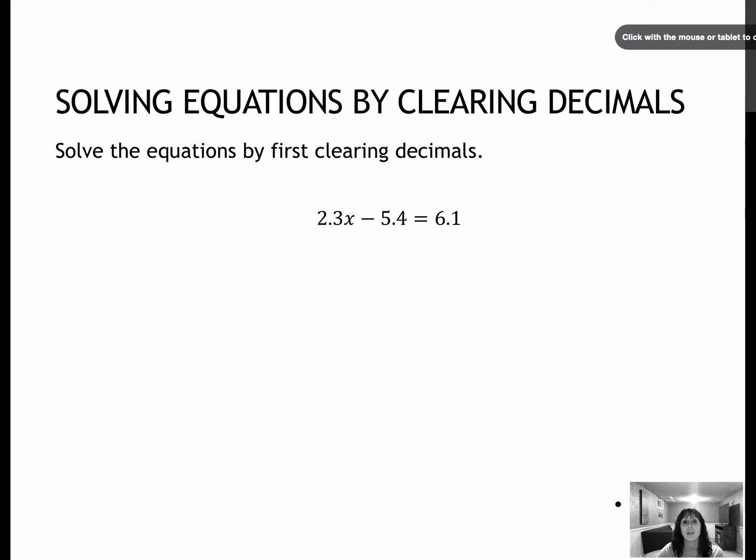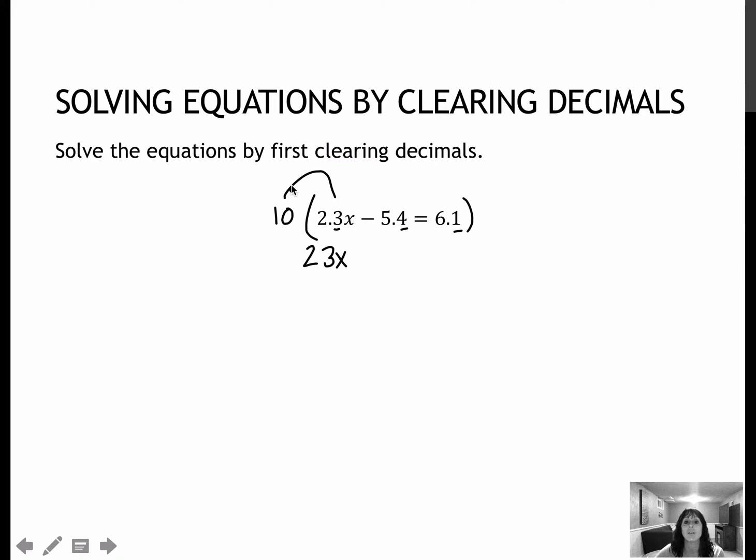Just like we did with clearing fractions, we're trying to multiply by something to just get rid of all of the ugliness so that we can just focus on nice, whole, pretty numbers. So notice here, I've got a tens place, tens place, tens place. That means I'm going to multiply everything by 10. We know when we multiply by a power of 10, all we're doing is moving that decimal. So this turns into 23x minus 54 equals 61. So exact same question, no ugly decimals.